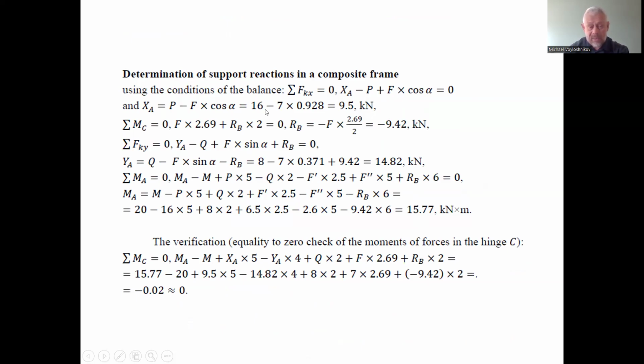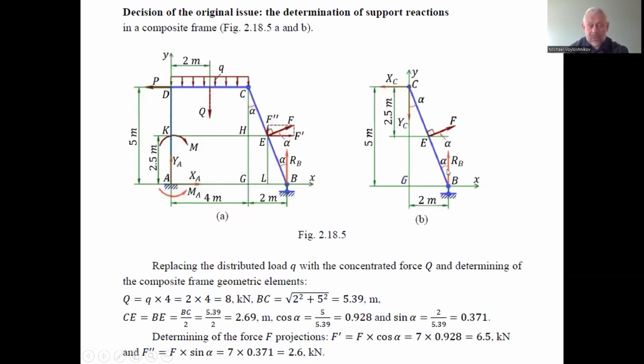Yeah, in the balance equation, after the mathematical transform with sign changes, we have that the horizontal reaction of the support for the statically definable composite frame is 9.5 kilonewton. After that, we consider the rotation of the rod CB around the point C.